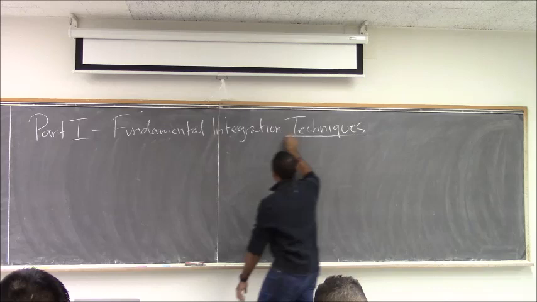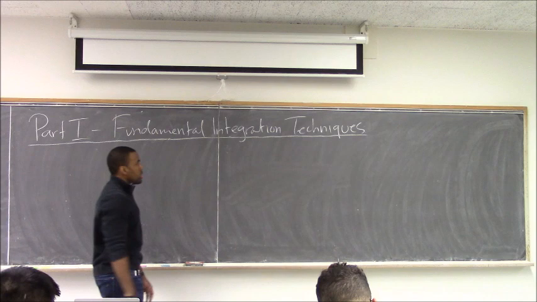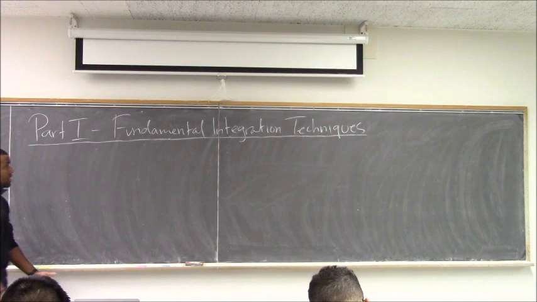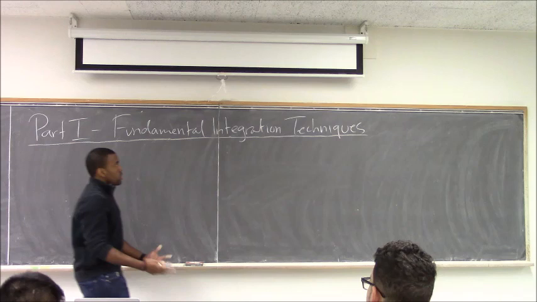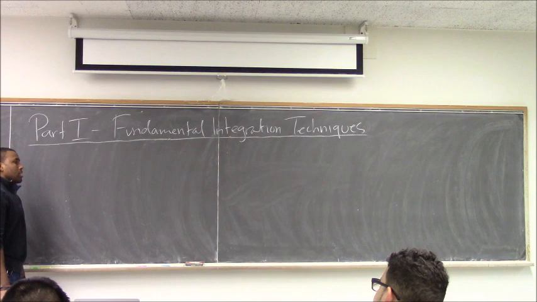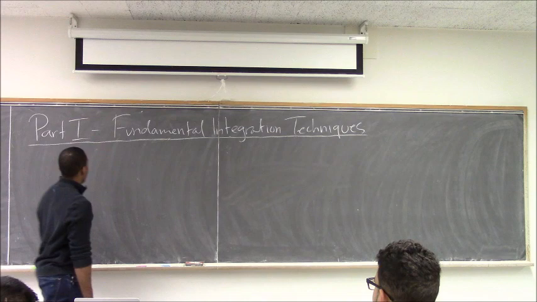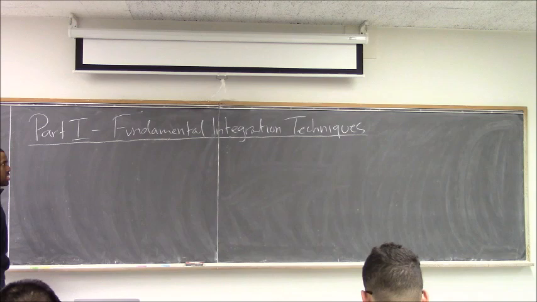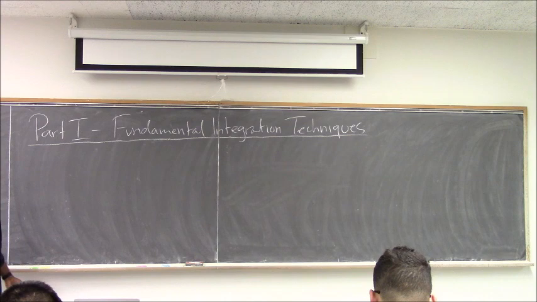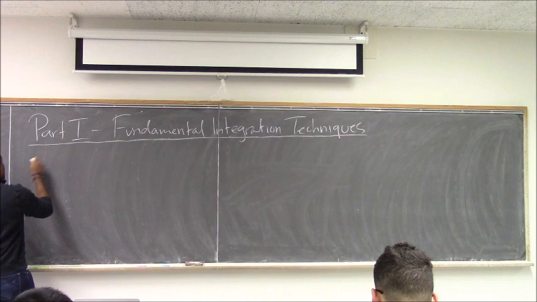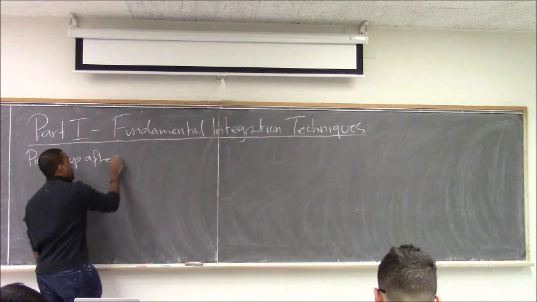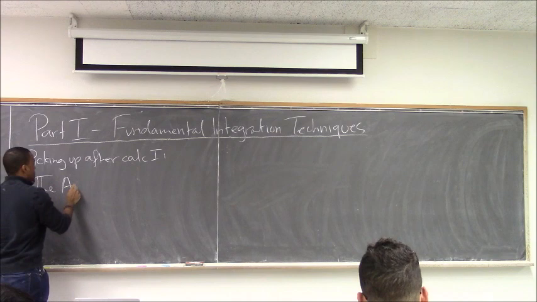In Calc 1, you spent most of your time on derivatives and limits and applications of derivatives, and you did a little bit of integration at the end, up to integration by substitution. Now we're pretty much going to complete the foundation of the integration computational theory. I'm going to teach you 7 or 8 techniques, and you're going to learn how to integrate many different kinds of functions. That's the first part, just knowing how to calculate integrals. So, picking up where Calc 1 left off, let's continue the art of integration.